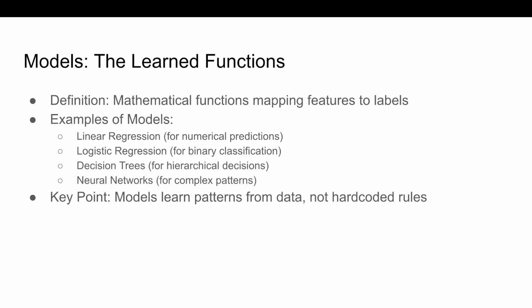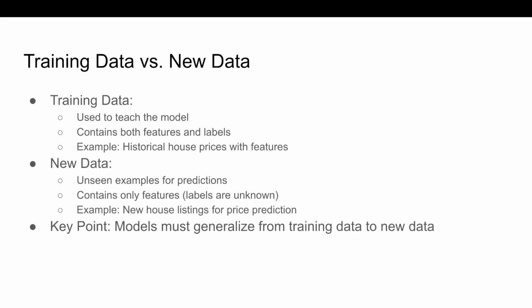Once trained, the model can be used to predict the likelihood of churn for new customers, allowing the company to proactively intervene and retain at-risk customers. So, in summary, the model is the heart of a machine learning system. It's the component that learns the mapping from input features to output labels by example, automatically discovering patterns and relationships in the data. 4. Training data versus new data.